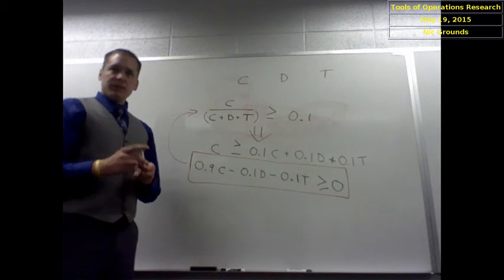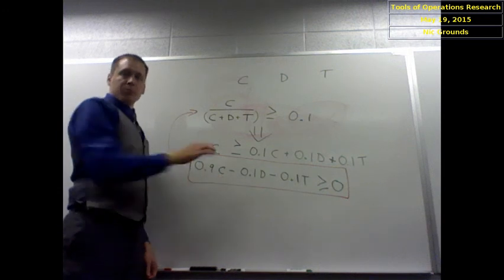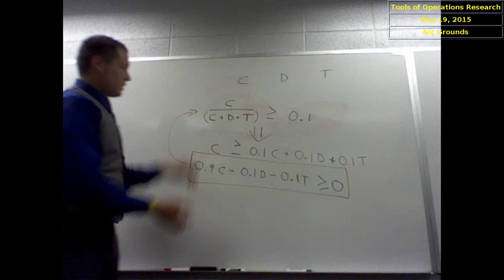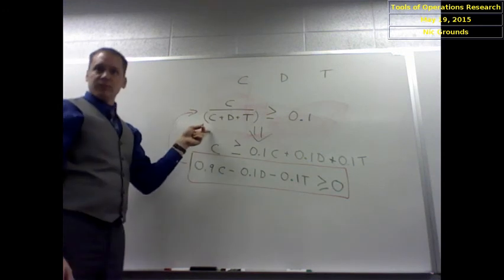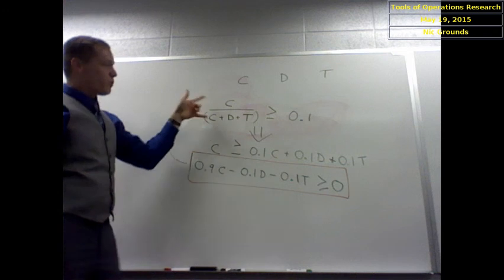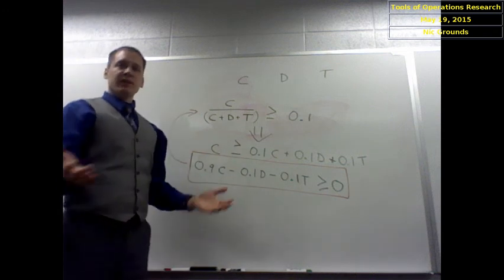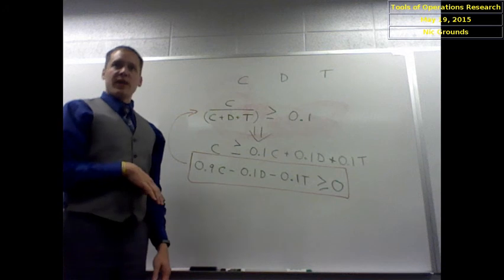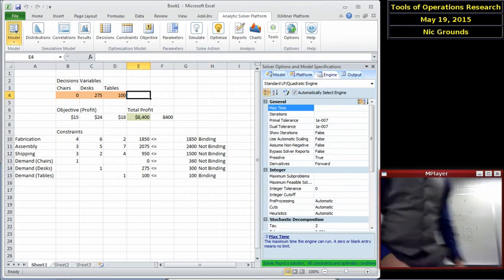So we're going to take that constraint in this form and put it in Excel as really constraining the proportion of chairs. All we're saying is we don't want to make less than 10% of all the things we make as chairs. So we have to make at least 10% of everything as a chair.